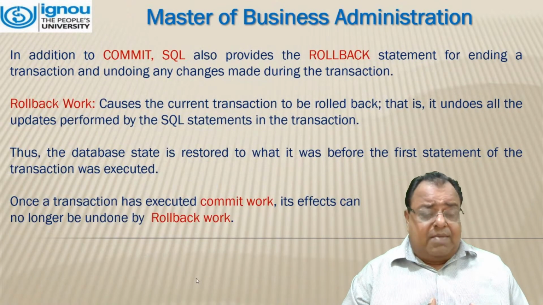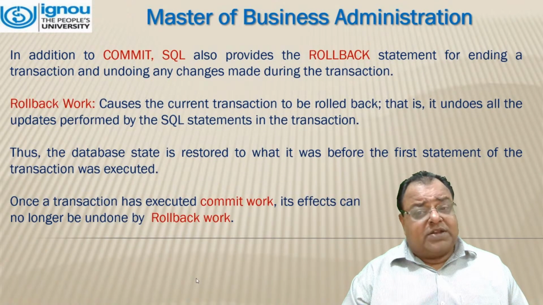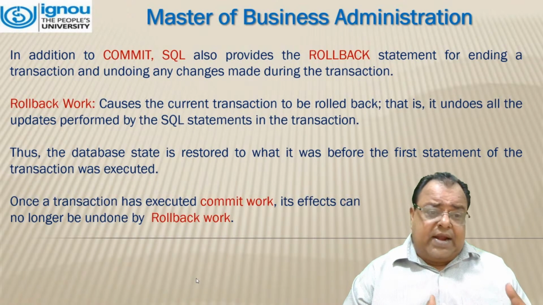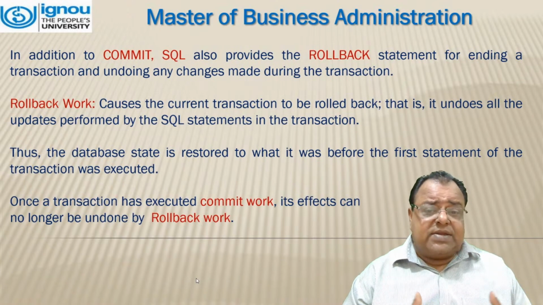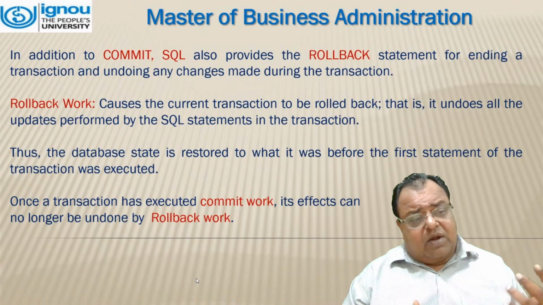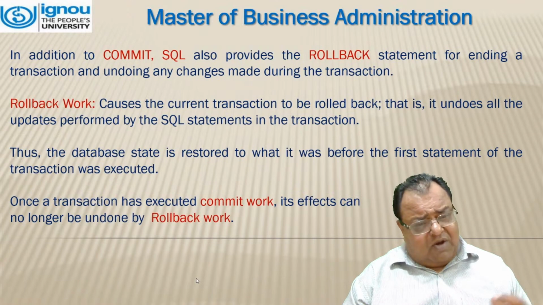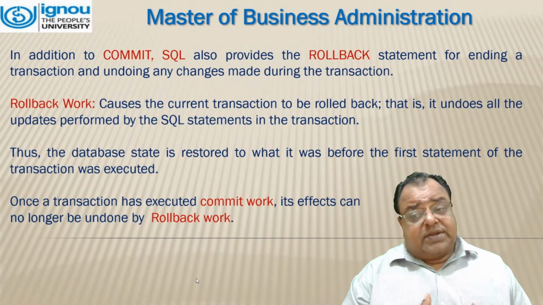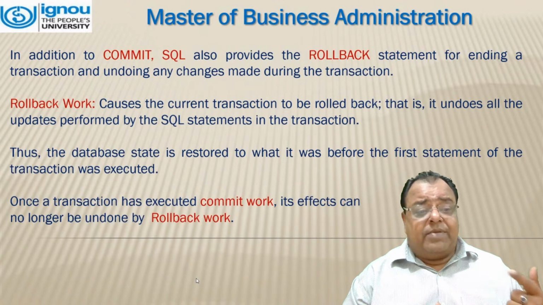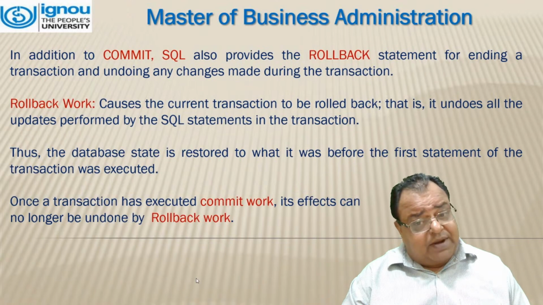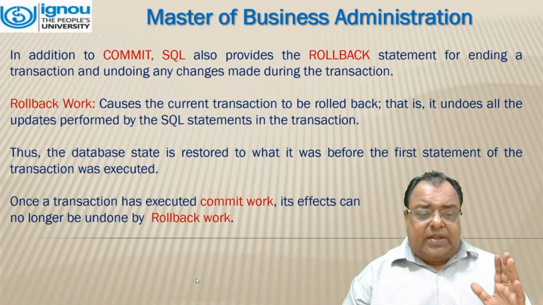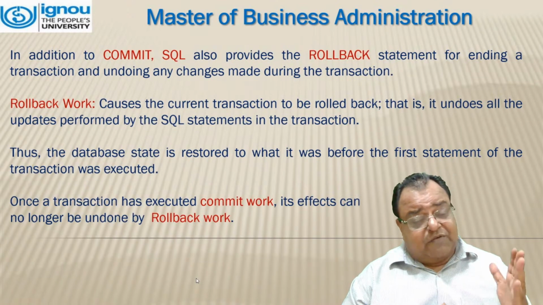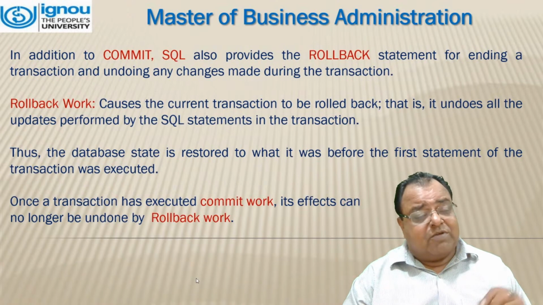In addition to commit, SQL also provides the rollback statement for ending a transaction and undoing any changes made during the transaction. Rollback work causes the current transaction to be rolled back. That is, it undoes all the updates performed by the SQL statements in the transaction. Thus, the database state is restored to what it was before the first statement of the transaction was executed.